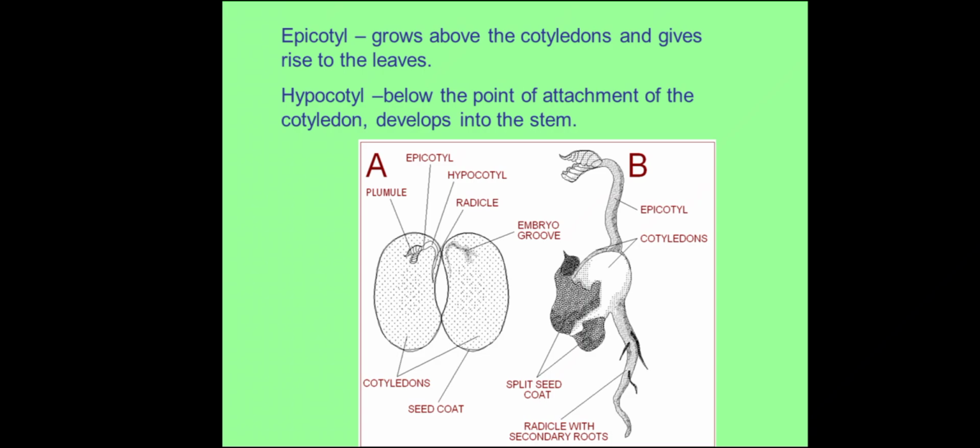Epicotyle grows above the cotyledons and gives rise to leaves. Hypocotyle, below the point of attachment of the cotyledon, develops into the stem. Once again, epicotyle grows above the cotyledons and gives rise to leaves. Hypocotyle, below the point of attachment of the cotyledons, develops into the stem.